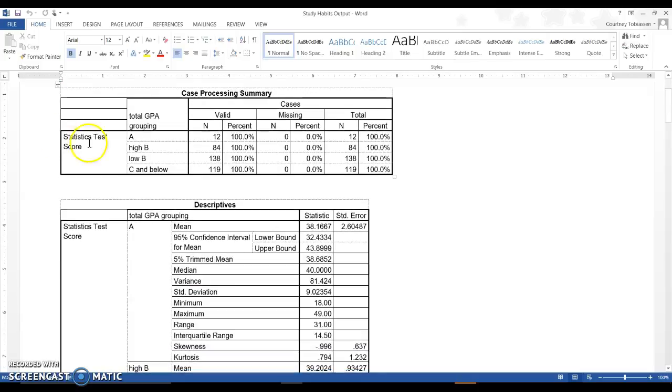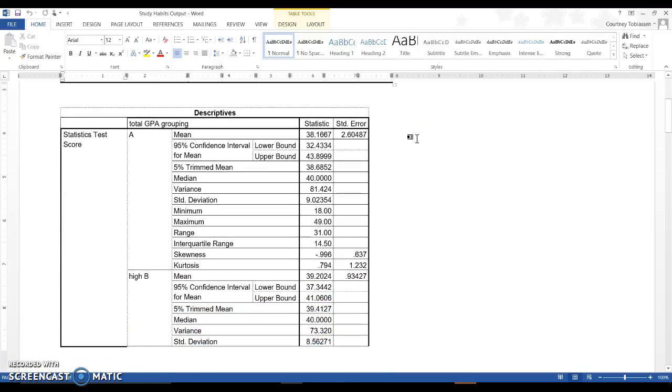We are looking at how a statistics score, so one test score, varies by my students who have a GPA that's in the A range, the high B range, the low B range, and a C and below range. So this is their total GPA, what kind of a student they tend to be, and how they score on their stats exam. We have sample size for each group. Percent valid is giving you a hint on your missing data. No missing data, which is great, so we have a total of 100%.